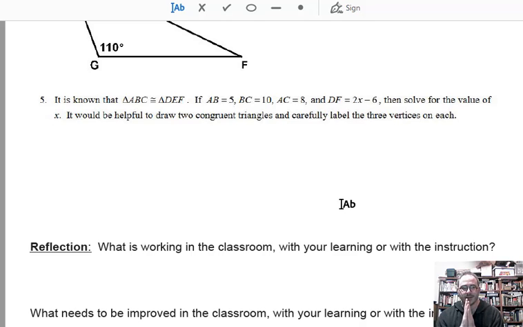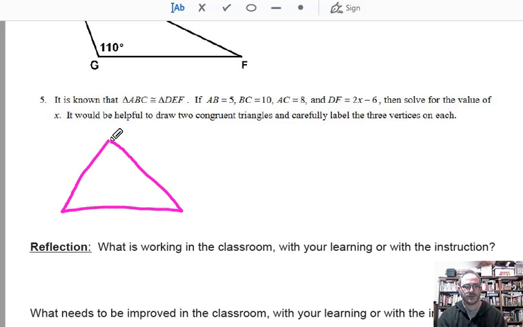All right, number 5. It says, it is known that triangle ABC is congruent to DEF. Okay? ABC is congruent to DEF. If AB is 5, I'm just going to sketch this out. I don't think I need to have precision here. I'm going to draw triangle ABC as just a nice little sketch here. I always find it handy to always do sketches. There's A, there's B, there's C. And I also have a triangle called DEF.